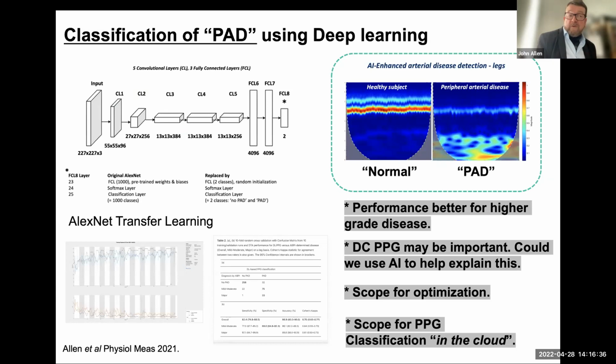We found that the performance from this technique is better, like a lot of people have reported, for higher grade, more severe disease; the diagnostic test accuracy will perform better. We also found the low frequency DC effect may be quite important in PAD assessments. And so can we use AI to help us explain this? There's certainly scope for optimization and scope for looking at PPG classification in the cloud to simplify the sensor and the technology that goes with the patient.